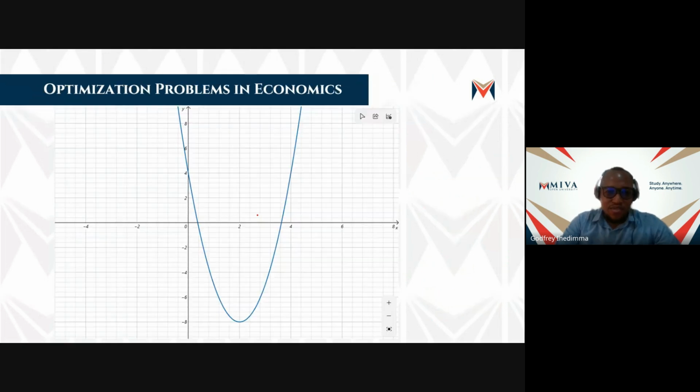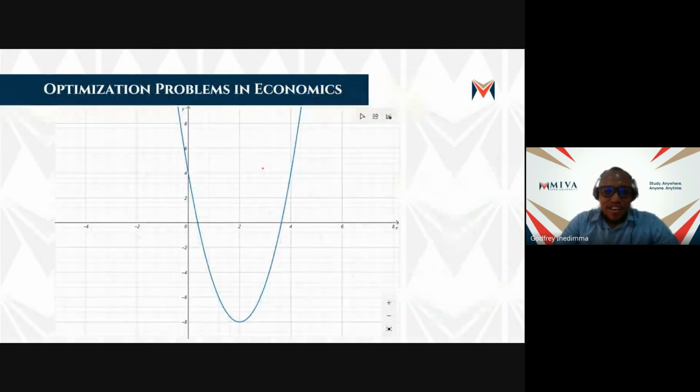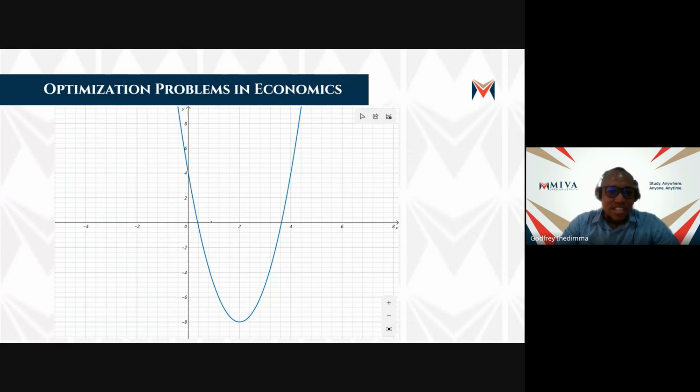Now look at the graph. I took the liberty of drawing the graph of this equation, TC = 3x² - 12x + 4, and look at the graph. Look at our x-axis. This graph clearly shows that you can only get a minimum value, and that minimum value is found at the lowest point of the graph. And guess what? What is the value of x at the lowest point of the graph? If you trace it up, you can see it gives us 2.